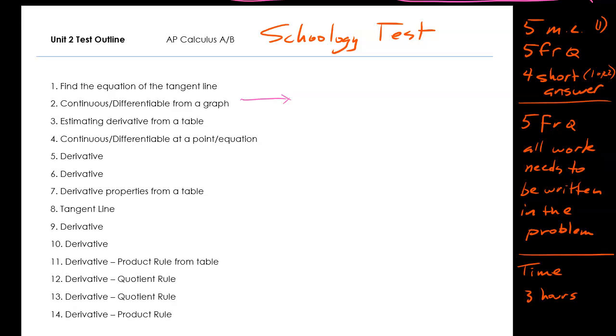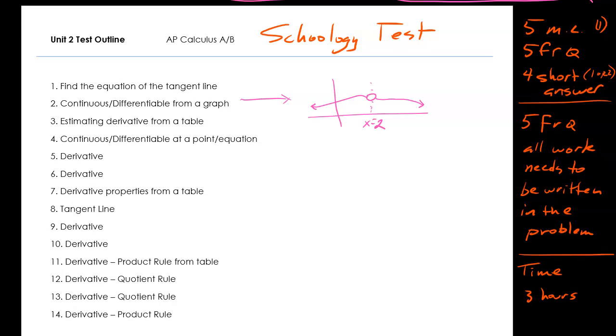I'm trying to think of a good way to do this one. I don't even remember what the question on the test looks like. I'm going to feel really annoyed with myself if it's basically just like this.